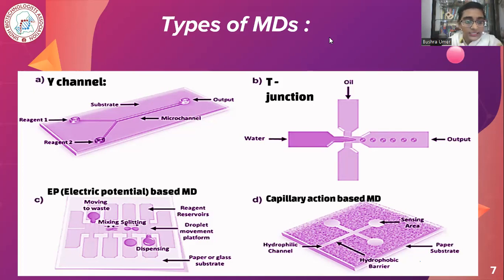And the next one is EP, or electric potential based, which simply means this microfluidic device works on the principle of the flow of charges or electric current. And the last one is the capillary action based microfluidic device. In this type, we do not need any external pressure. We just simply introduce the sample through the hydrophilic channel, and it flows by its own, just like we observe in capillary action. No need of external pressure.